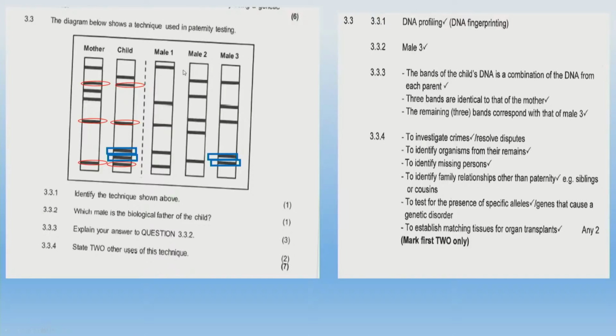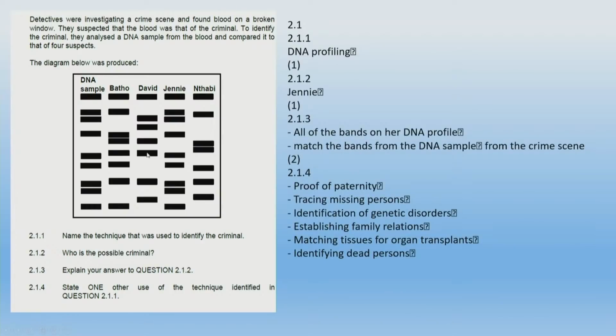I hope that is clear, because that is also a really technical thing in the end of the year paper. So I just want to emphasize this again to you. This was asked in November 2020. So who is the criminal? The possible criminal is Jenny. All right? But now explain your answer. Why is Jenny the possible criminal?